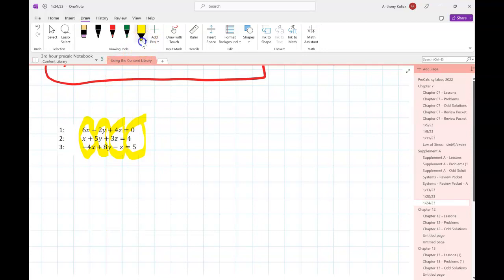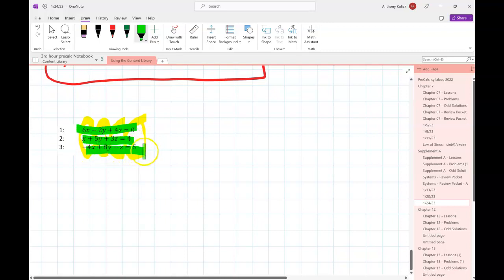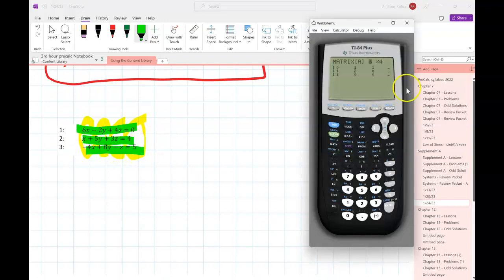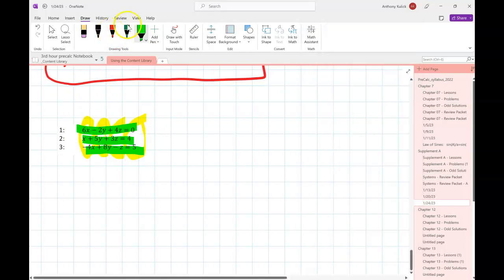So I'm going to have 4 columns, and then I have 1, 2, 3 rows. So we need a 3x4 matrix. Rows always come first. Columns always come second. And now what I'm going to type into my matrix is just going to be the coefficients.